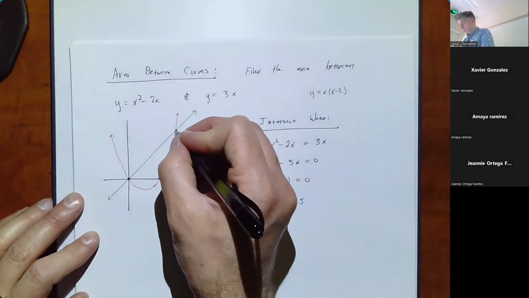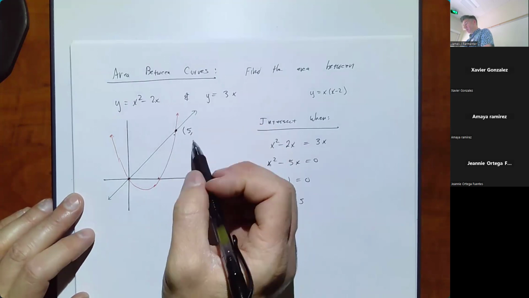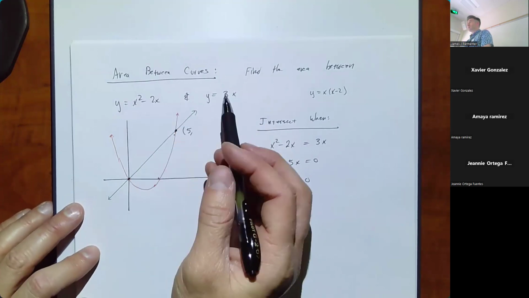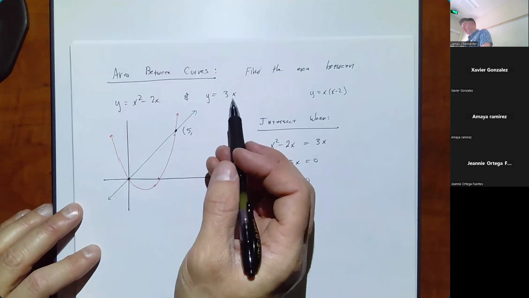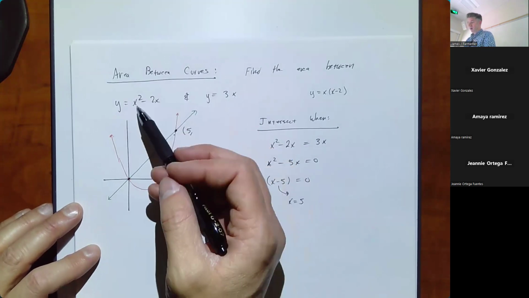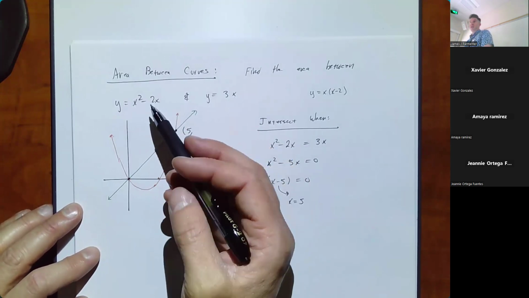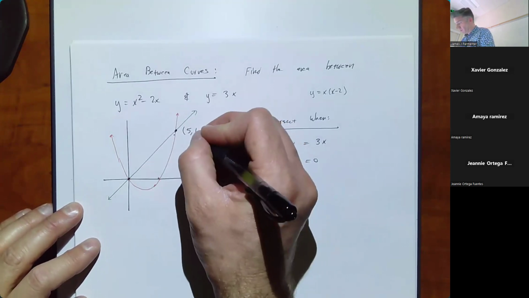So this point up here is the point where x is 5, and whichever function you plug it into, you should get the same y value. So you plug it in here, 3 times 5 is 15. You plug it in here, 5 squared minus 2 times 5 is 25 minus 10, which is also 15.